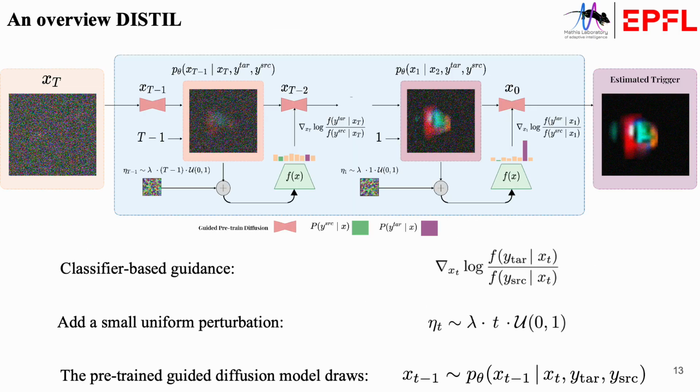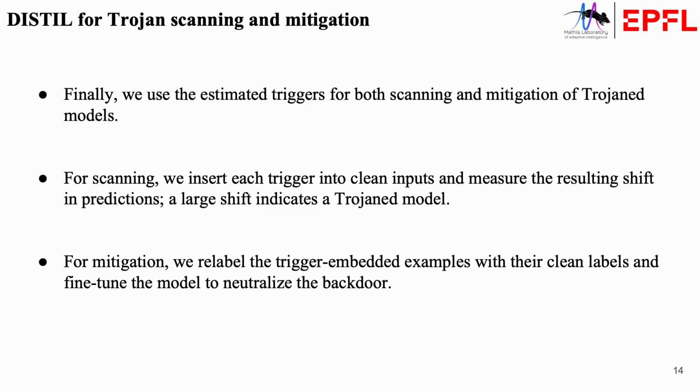And finally, this is an overview of our pipeline, where the diffusion model iteratively performs denoising conditioned on the classifier guidance. At each iteration, we also add uniform noise to reduce the likelihood of converging to generic trivial adversarial noise. After the generation step, we use the estimated triggers for different defense tasks, including scanning and mitigation of models.